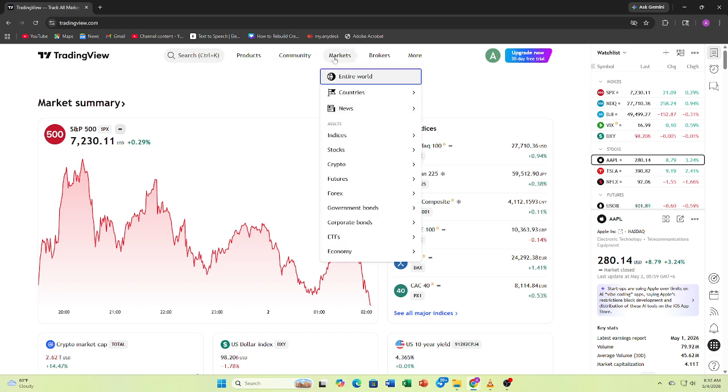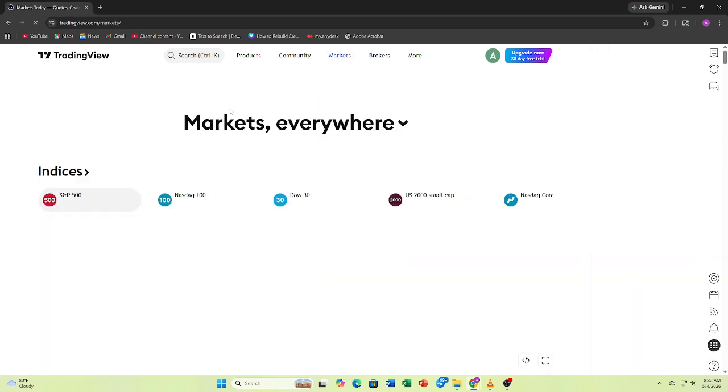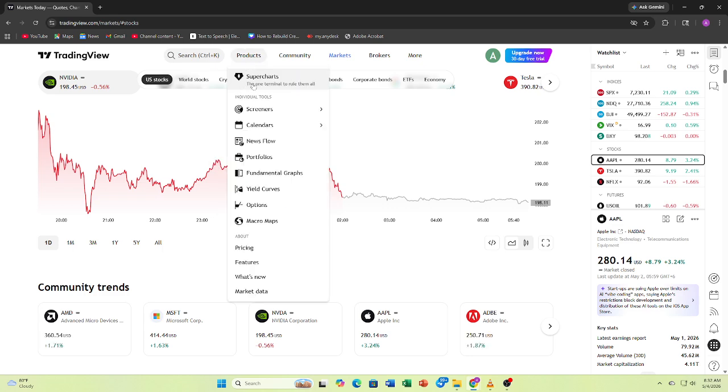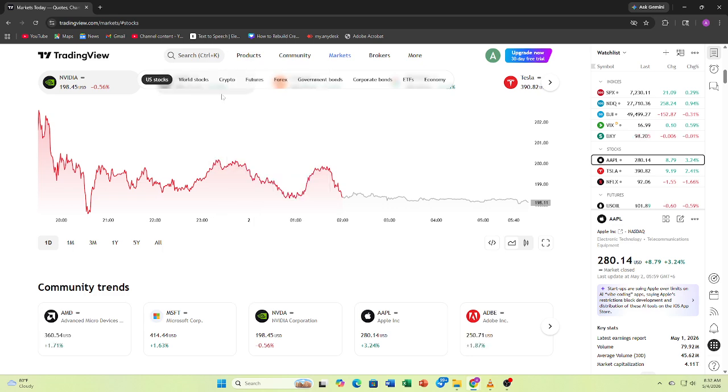First, open TradingView and load any chart, crypto, forex, or stocks. Once your chart is ready, we'll add the MACD indicator. Now click on the Indicators button at the top. In the search bar, type MACD, Moving Average Convergence Divergence, and select it.